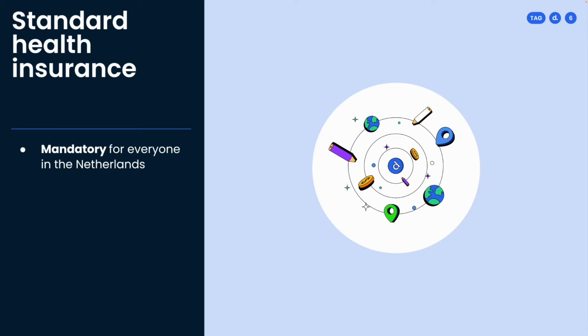Having a standard health insurance in place is mandatory for everyone in the Netherlands. As a citizen in the country, it is your responsibility to arrange this. If you're moving to the Netherlands, make sure you do this as soon as possible when you receive your BSN number.